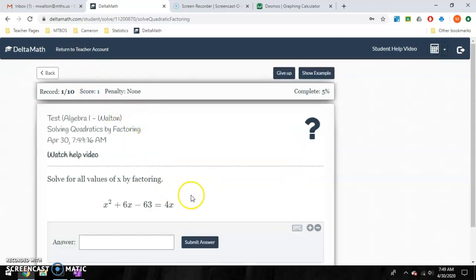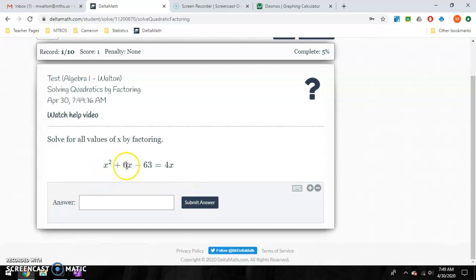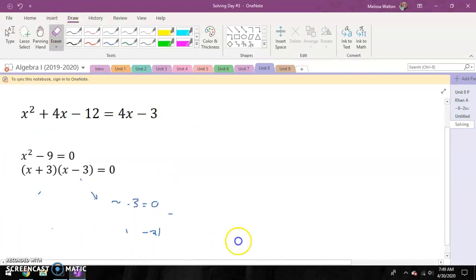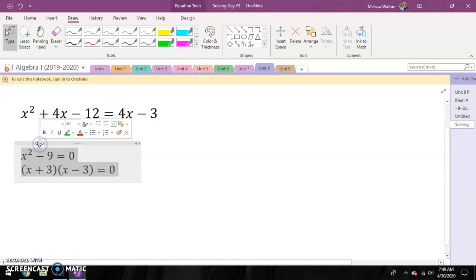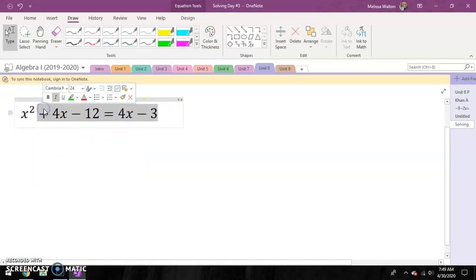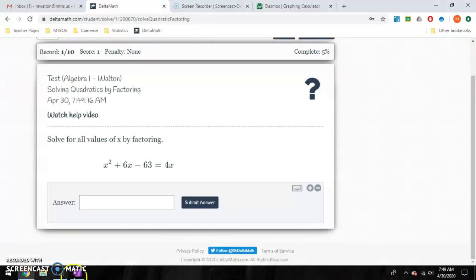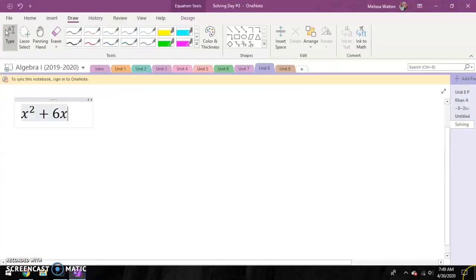And that is my solution. Let's go ahead and do one more together. I have x squared plus 6x minus 63 is equal to 4x. I'm going to erase this and take a look at this next one. So here's what I've got. We have x squared plus 6x minus 63 equals 4x. First step, let's get this into standard form.